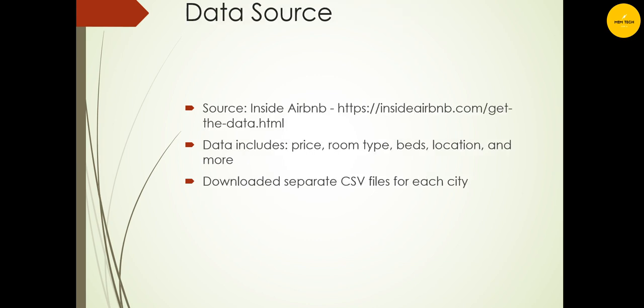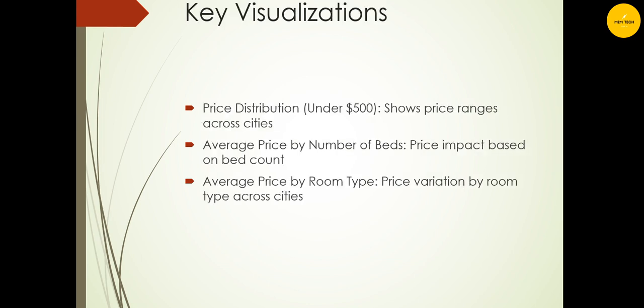For my data source, I got my dataset from Airbnb official websites. My data includes the price of the rooms, room types, number of beds, the location, and a couple of other things. I downloaded separate CSV files for each city and then compared them in my code.